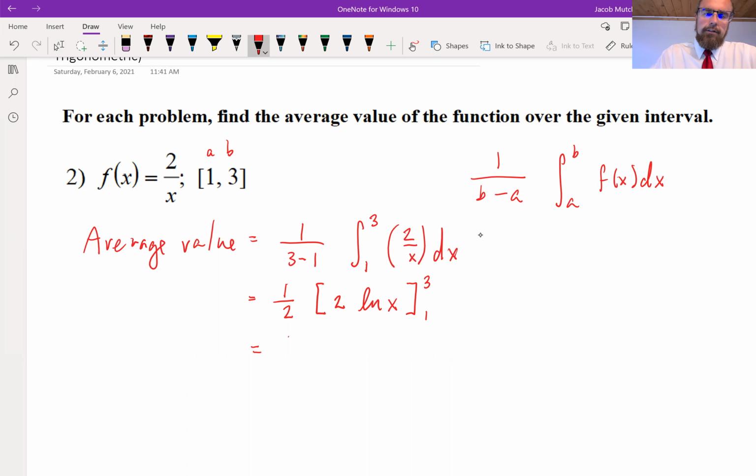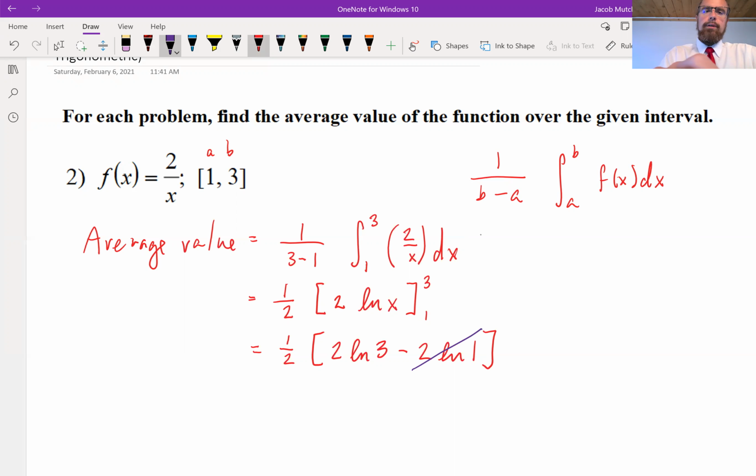Once we've got the integration complete, I want to substitute in my limits of integration. So that's going to be 2 times the natural log of 3 minus 2 times the natural log of 1. But recall, the natural log of 1 is really asking me e to what power would give me 1. That's 0. So that whole second term is going to become 0.